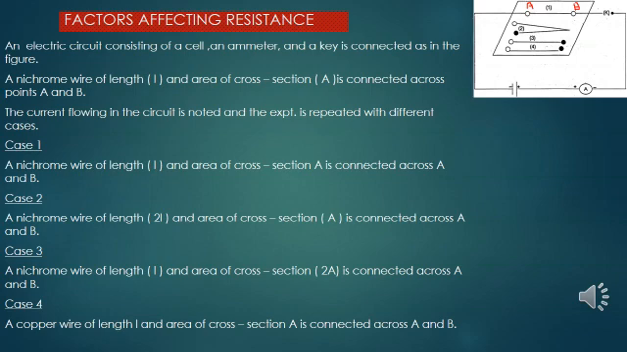In the last step, or in case 4, we take another wire, a copper wire of length L and area of cross-section A, and that is connected across A and B, and there we note the value of current. We get another value of current.